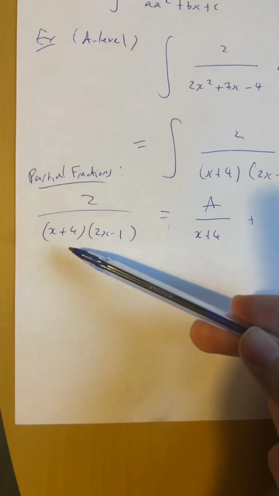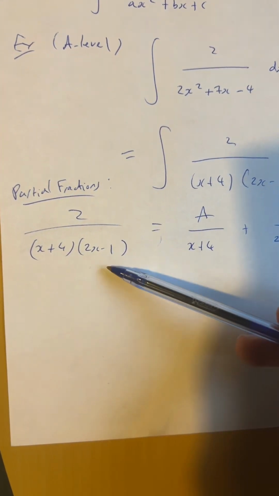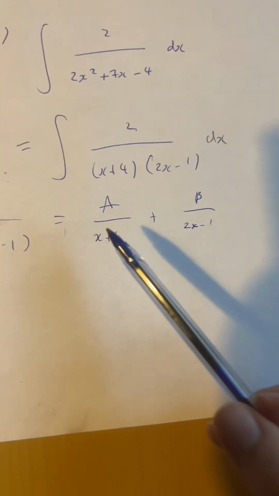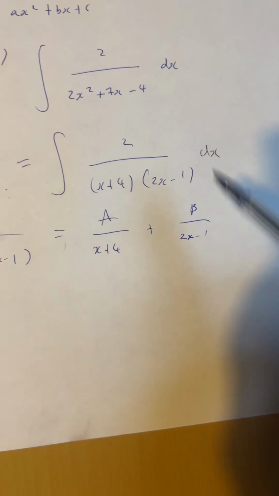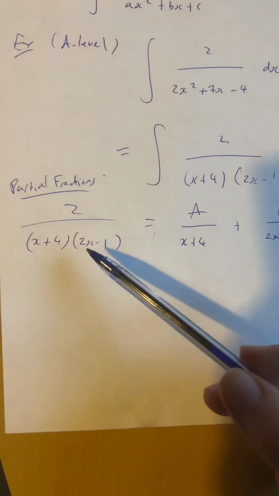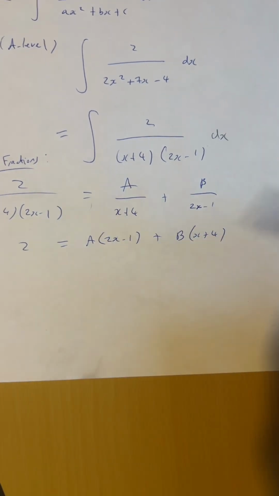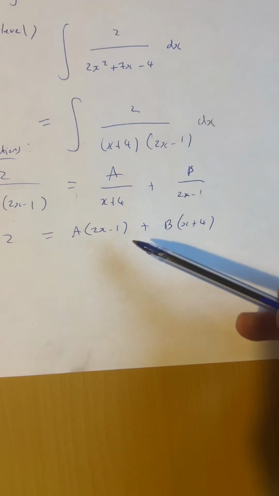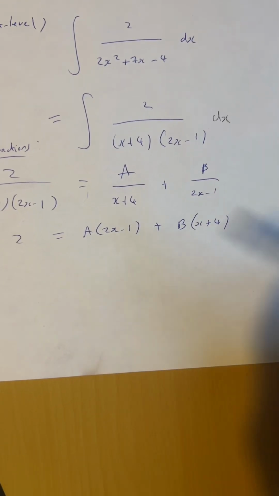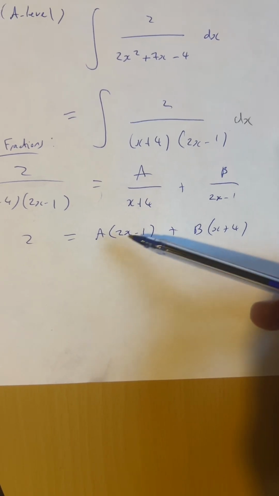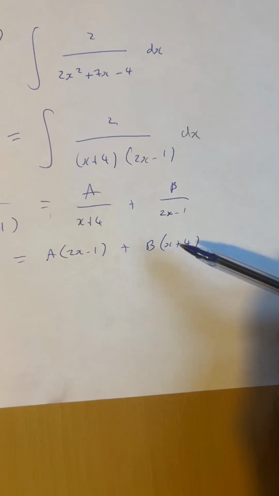So remember, when you have two linear factors on the denominator for a partial fraction, you just split them into two fractions like this with constants on the top. Now, what we can do is multiply both sides by the denominator. That's going to give us this. And then we can plug in values of x, which will wipe out these terms. So let's plug in x equals a half. That's going to wipe out this term, and we'll plug it into there.